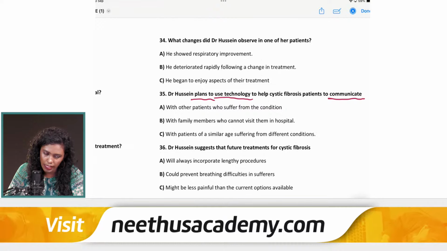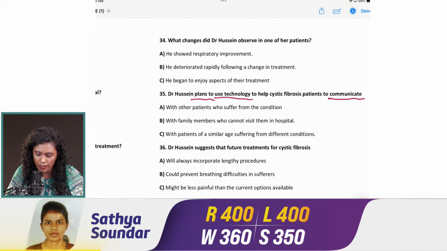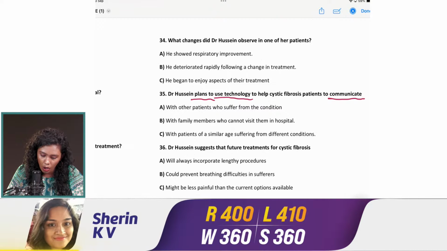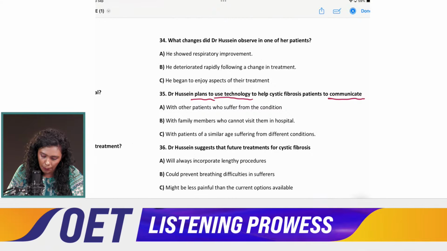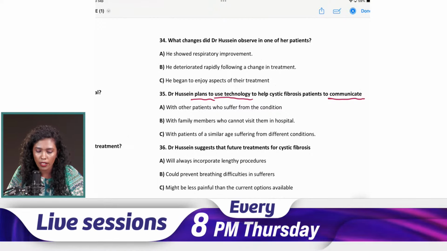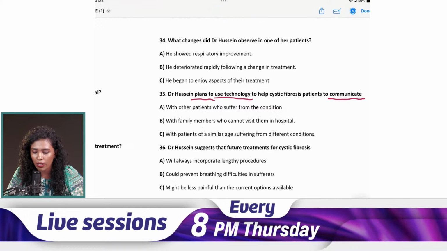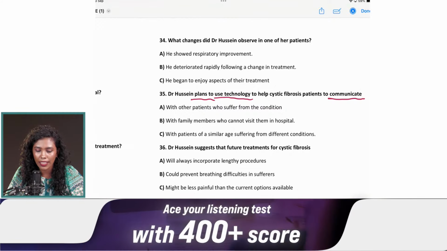So more than attitude, I would suggest this is more like an opinion. Why? Because the question involves Dr. Hussain's future plan, which is usually based on her opinion or strategy for improvement. So the focus here is what she plans to do, which involves her intention or decision. So basically an opinion on how to use this technology. So what is the question? Dr. Hussain planned to use technology to help. So what is she planning to use, or how is she particularly going to help?